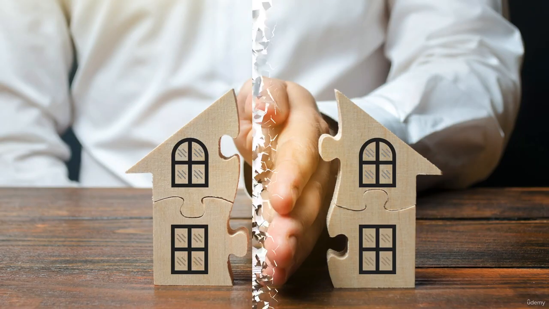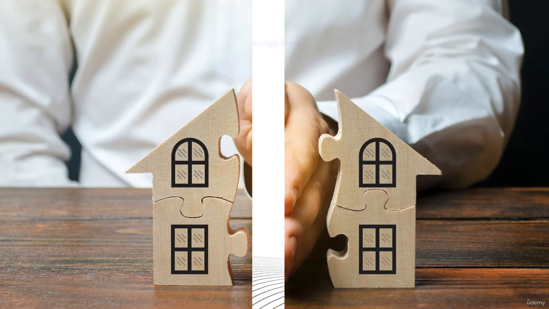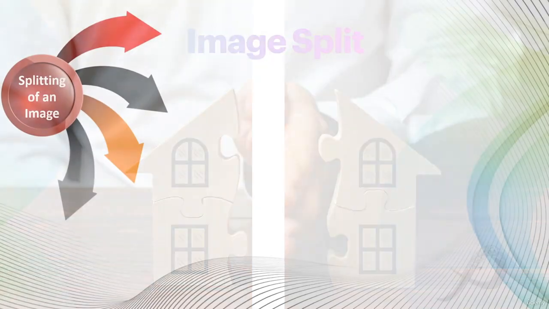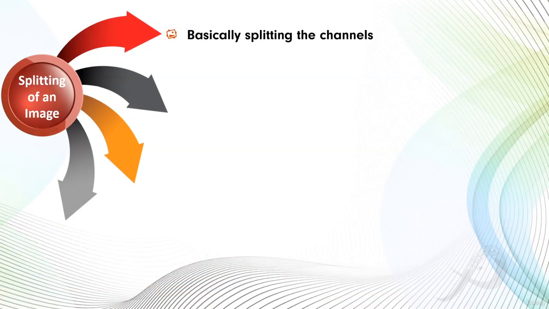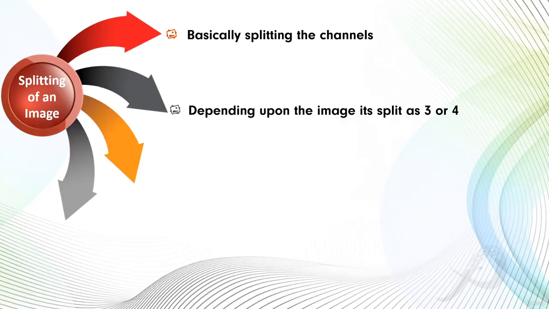The fourth operation is the splitting of an image. This operation is nothing but splitting the channels in an image. Depending upon the number of channels in an image, it will either split into 3 or 4. 3 for RGB and 4 for CMYB or CMYK.